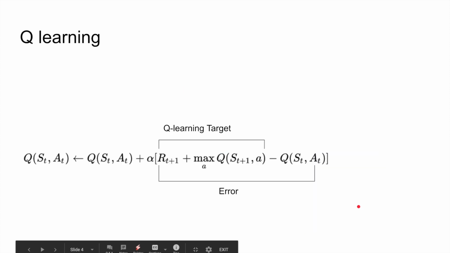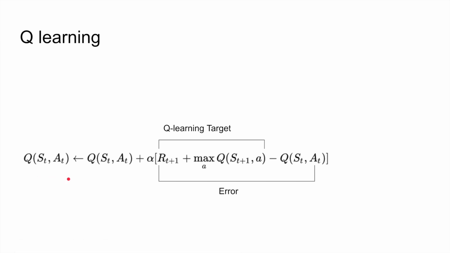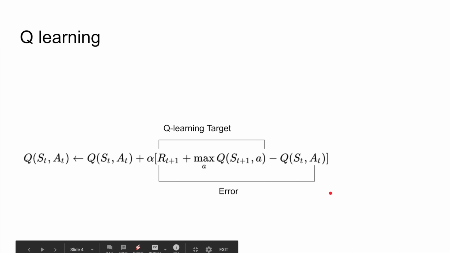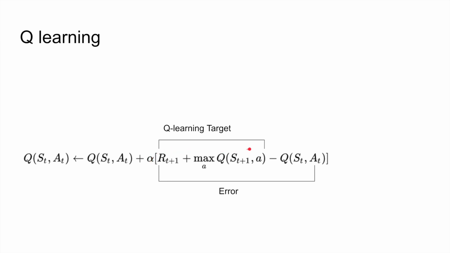So just a quick recap of Q learning that we just saw. In Q learning, we have an estimate of the Q value of each state and action pair, and at each time step we update that estimate using this equation. We take the current estimate and add this error multiplied by the learning rate alpha. And this error consists of two main parts. On the left hand side, we have the sum of the reward and the maximum Q value at the next state, and this is known as the Q learning target. From that, we subtract our current estimate of the Q function, and this gives us the Q learning error.